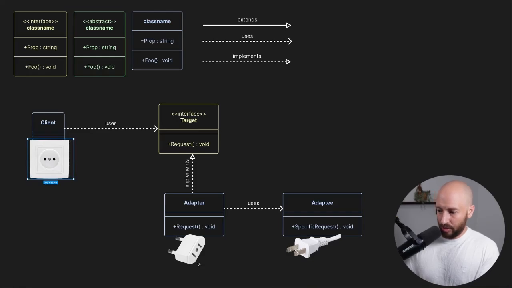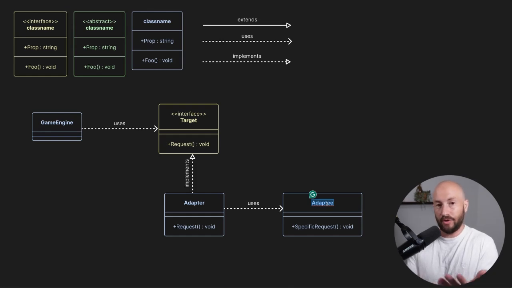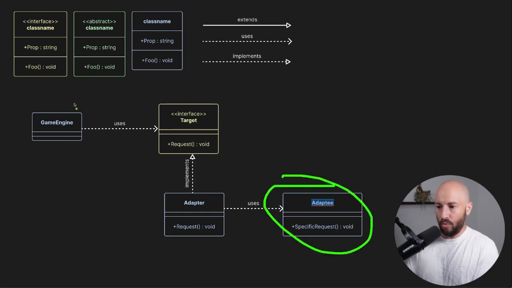Okay, so I want us to imagine the following example. Let's imagine that the client is some game engine. The game engine works with a rectangle to draw it on the screen. But the problem is that the legacy rectangle that we currently have, returning from some framework or library that we found, is not compatible with what we in the game engine expect.